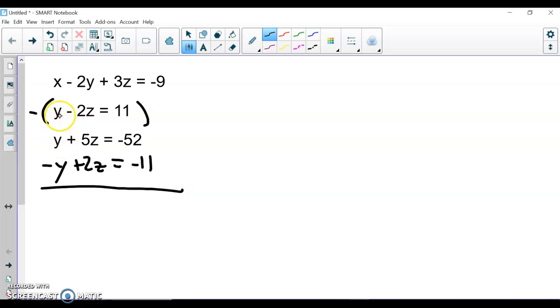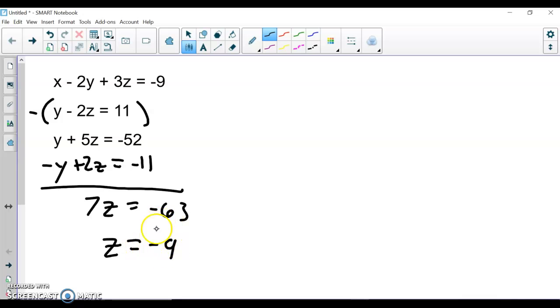So we can now add these together. That's going to cancel the y's. 5 plus 2 is 7z, and negative 52, that should be negative 63. So when you divide by 7 in this case, you're going to get negative 9 as an answer.